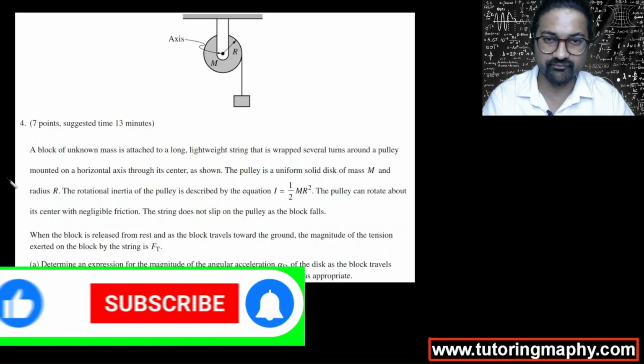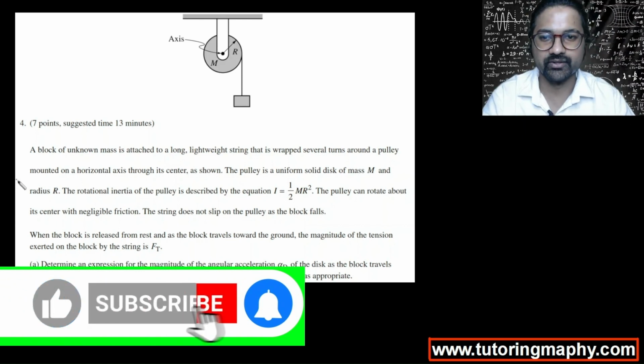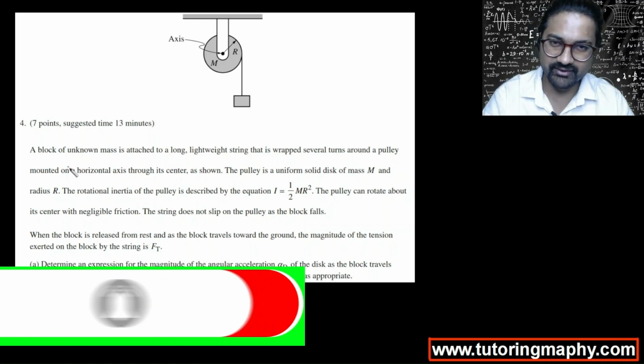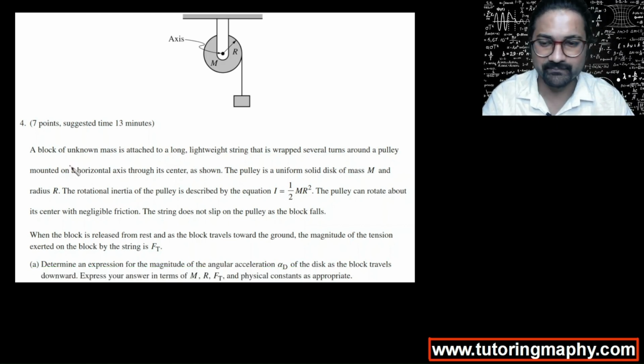After question number 3, which I think is the easiest one, question 4, the current question, is the second easiest question in this complete paper. Let's talk about that. We are given a block of unknown mass attached to a long lightweight string that is wrapped several times around a pulley mounted on a horizontal axis through its center, as shown. This is the pivot or the axle, this is a disc of mass m and radius r, and this is a block which just hangs from it.